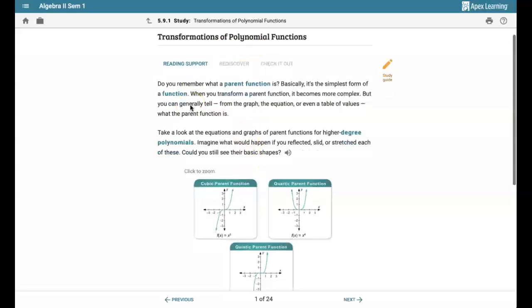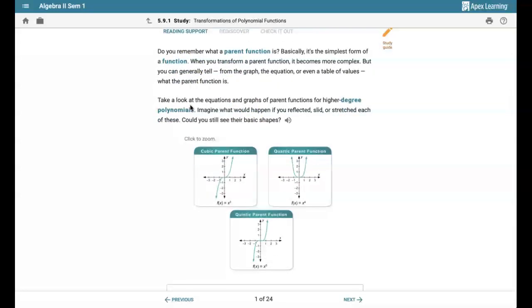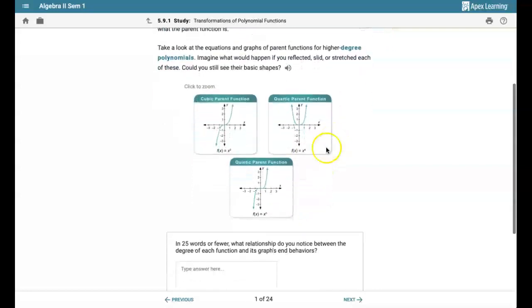First off, we have to start with parent functions, understanding what those parent functions generally look like. We've got our cubic with our S shape, our quintic with our S shape, our quadratic with our U shape. I know this one's really hard to notice, but we'd actually have to zoom in on this quintic one and you would see another little bump there. So it is not just as flat as it looks here. That's where knowing what these shapes really look like is going to be helpful for you.